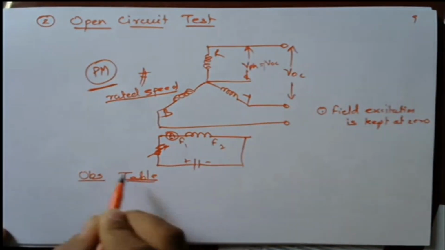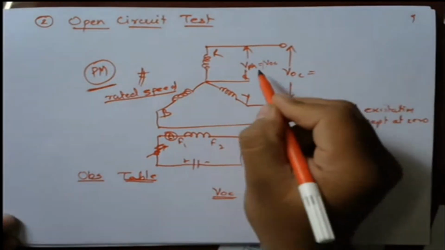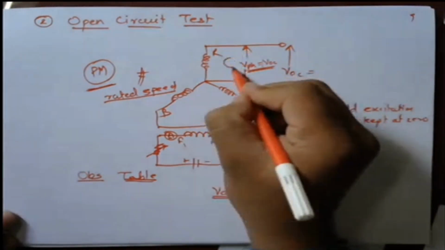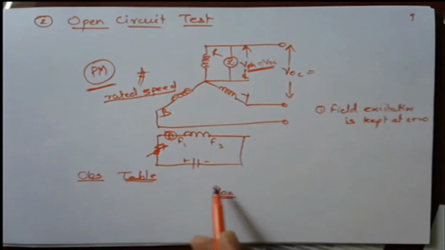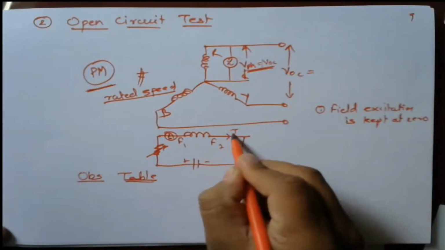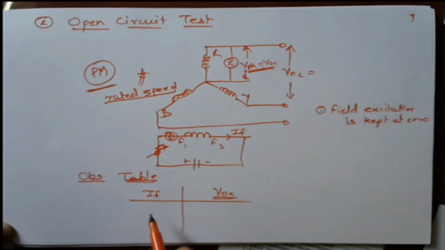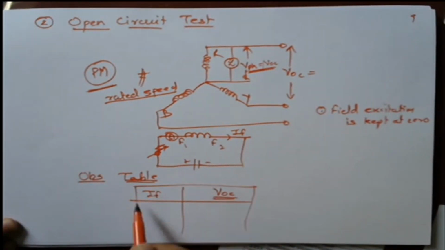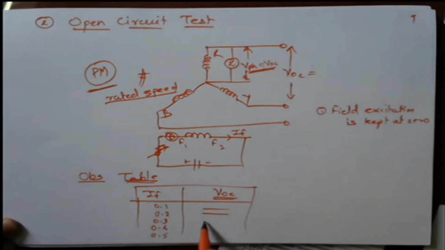Which reading do we have to take for the open circuit test? VOC. But I want the phase voltage, so I will connect one voltmeter and measure this one. How to vary this VOC? By varying the field current, so I will measure this IF. In the observation table of the open circuit test, we have to measure IF and VOC. Gradually, I will start from 0, then 0.1, 0.2, 0.3, 0.4, 0.5, and I will get some values of VOC.